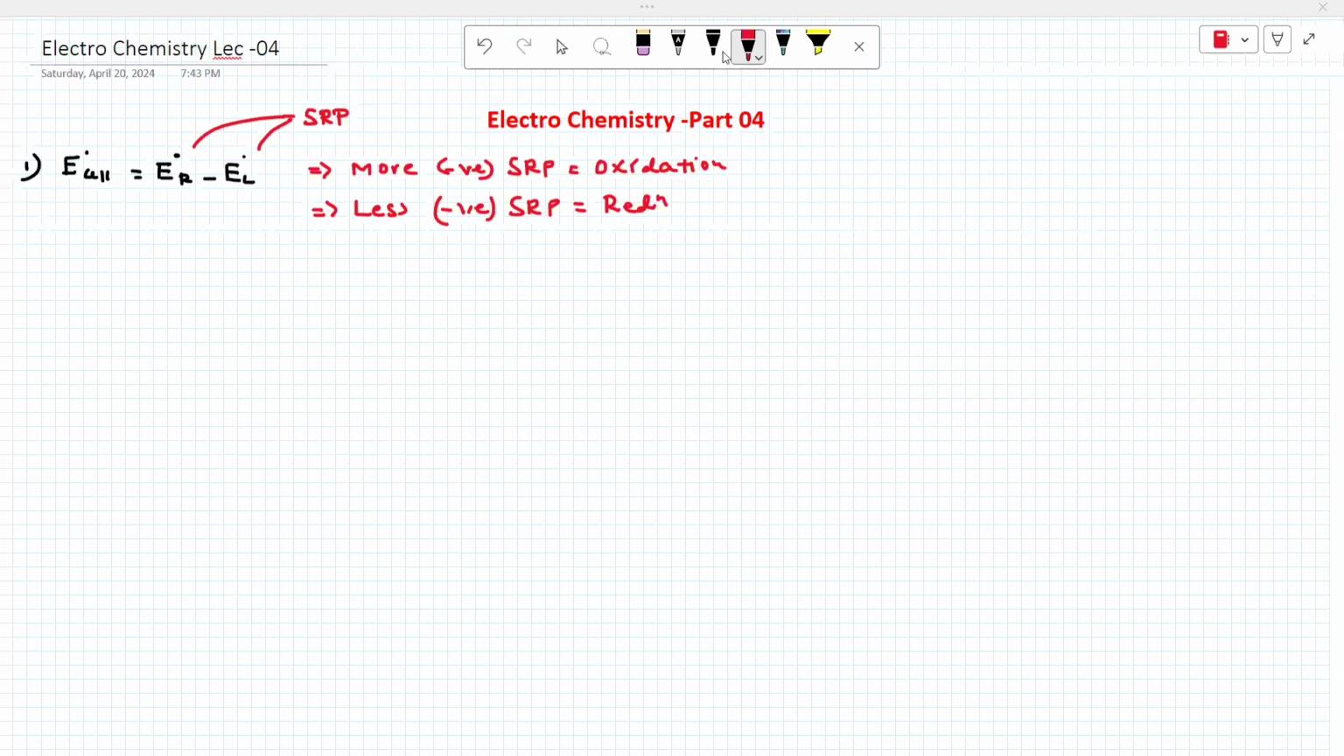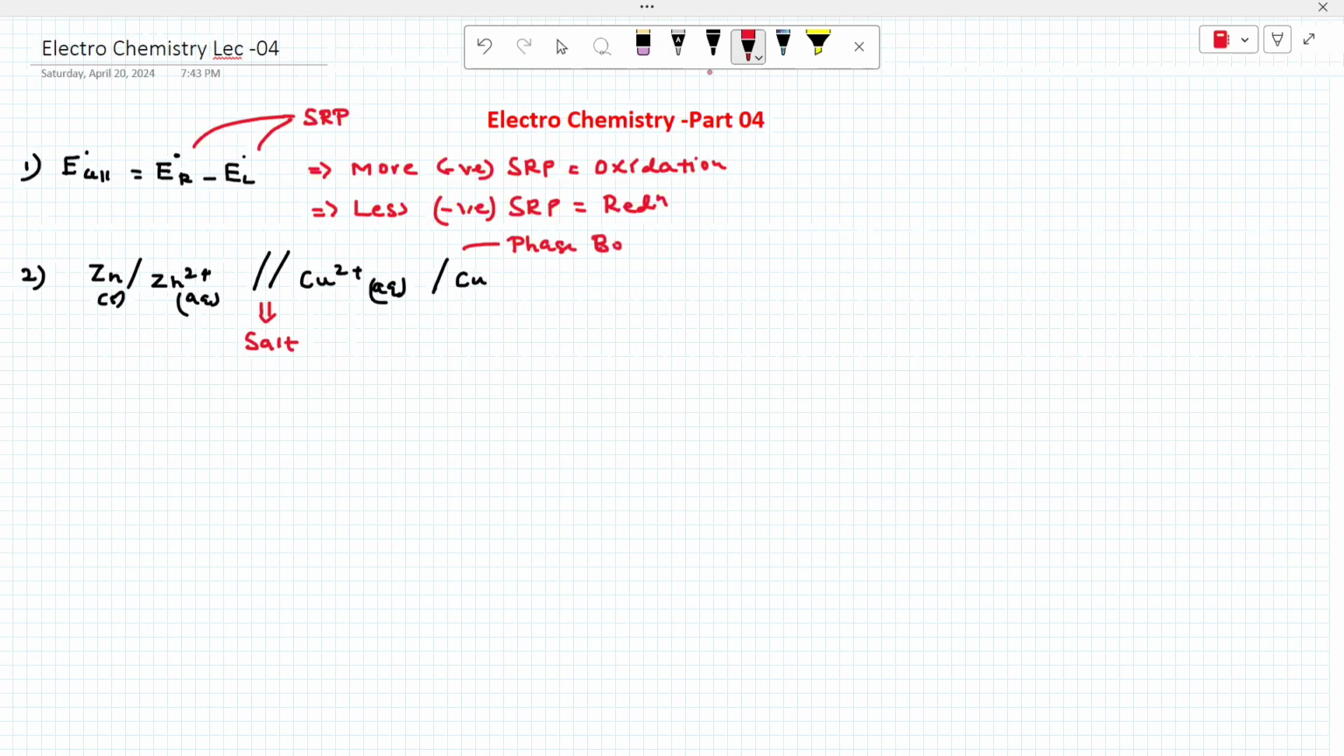Okay, the first one. And the second formula, that is called cell representation. Zinc solid gives Zn2+ aqueous. Now the double dagger is the salt bridge, then Cu2+ aqueous and Cu. We know that this indicates the salt bridge. And this is called the phase boundary.